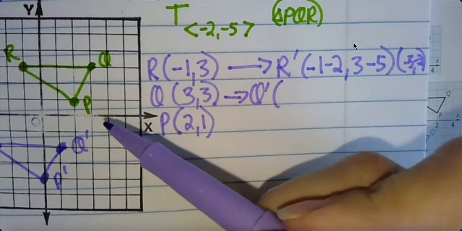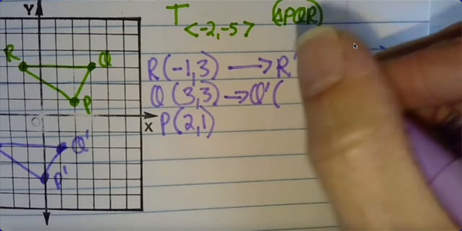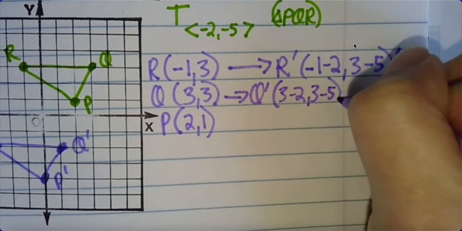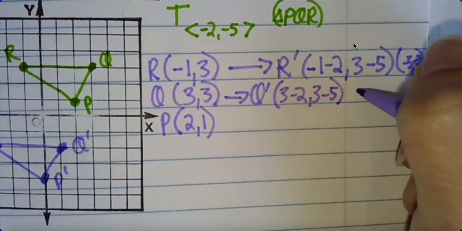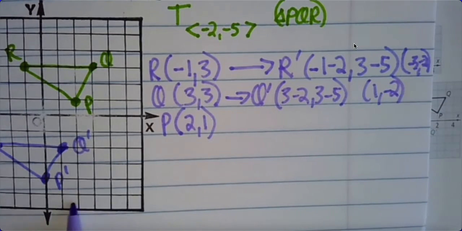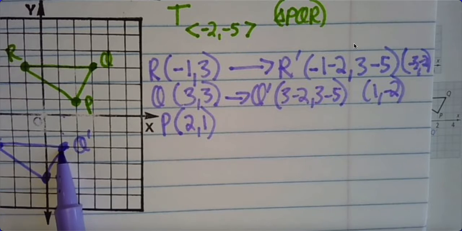You can just draw your new image. I just want you to see what they're doing. So they're going to say that's 3 minus 2 and 3 minus 5, which gives me 1, -2. And where is my point at? Over 1, down 2. Does this make sense, y'all?